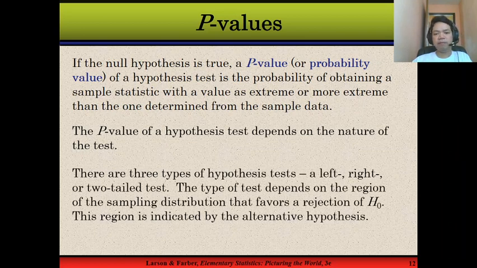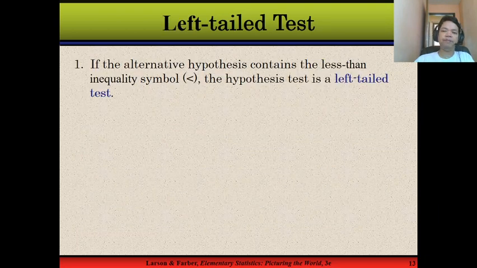So there are three types of a hypothesis test: a left-tailed, a right-tailed, or a two-tailed test. The type of test depends on the region of the sampling distribution that favors a rejection of the null. So this rejection is indicated by the alternative hypothesis. So para mas malinaw sa atin yan, let's proceed to the next slide.